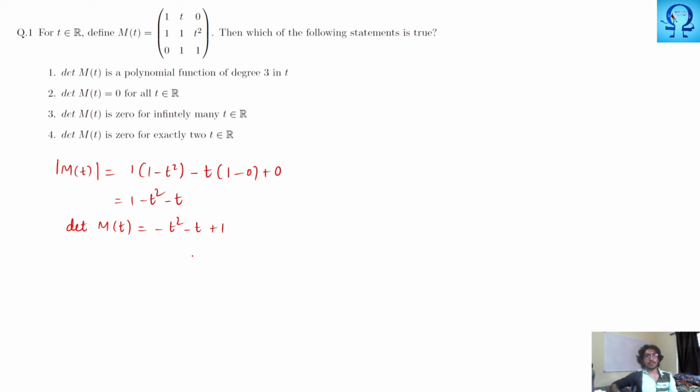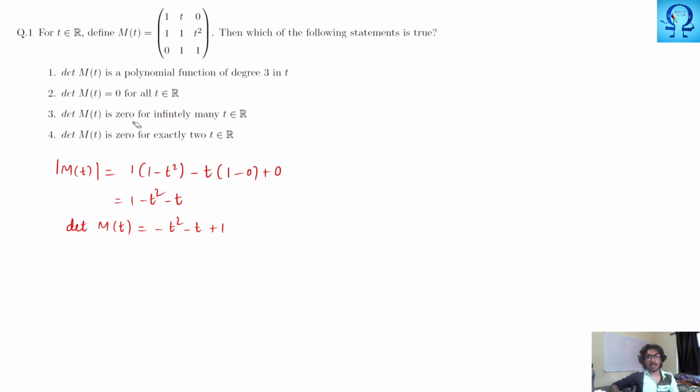The first option says that it is a polynomial function of degree 3 in t. No, it is a polynomial function of degree 2 in t. Option 2 claims that the determinant is 0 for all t in R. Not so. If it has to be 0 for all t in R, then we must get this expression to be equal to 0. That is not going to happen, right?